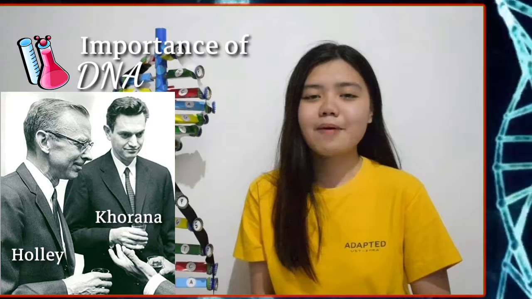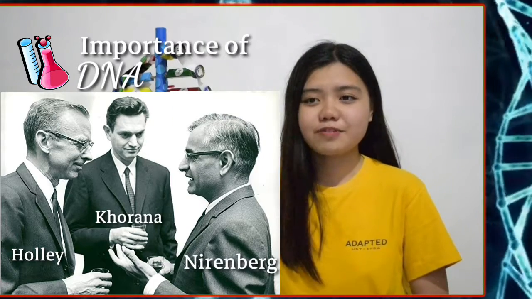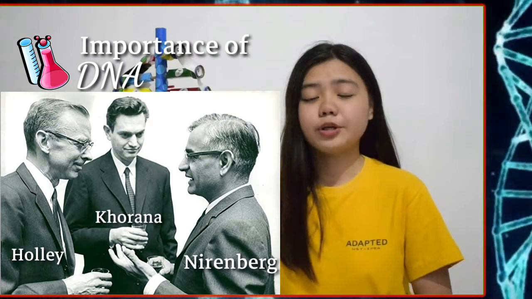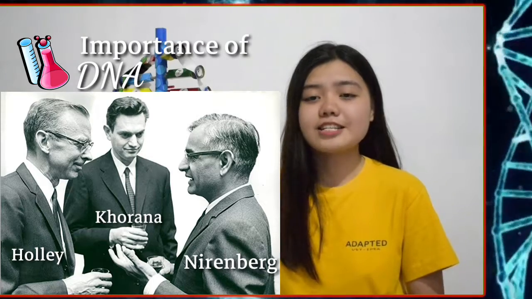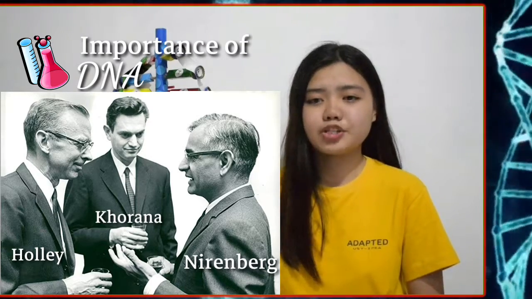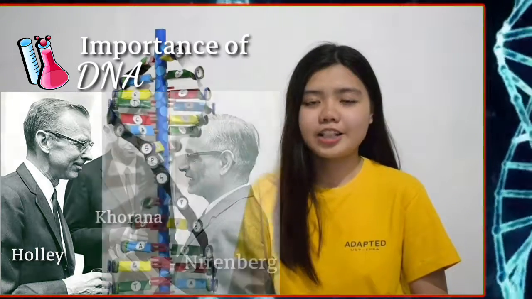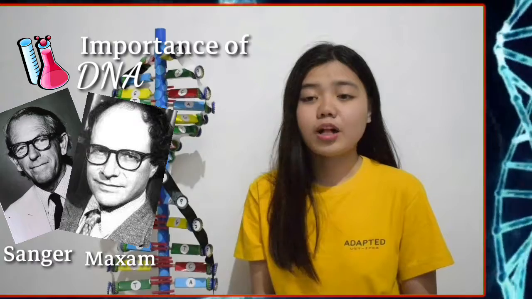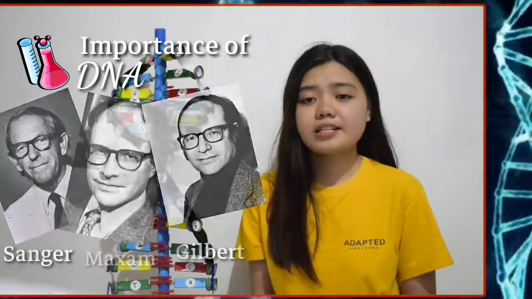So, what are the notable discoveries beyond the DNA? Robert Holley, Har Khorana, and Marshall Nirenberg won the Nobel Prize for their work deciphering how DNA established the dogma of information transfer from DNA to RNA to protein. In 1977, Frederick Sanger, Alan Maxam, and Walter Gilbert developed DNA sequencing.